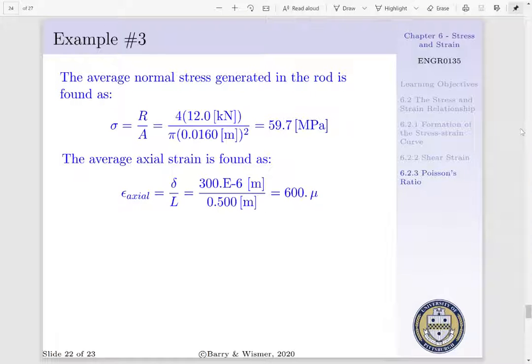Next, we have to calculate our average axial strain, which is our deformation in our axial direction per our original length, where we'd have 300 micrometers per 0.500 meters. And our average axial strain is 600 mu.